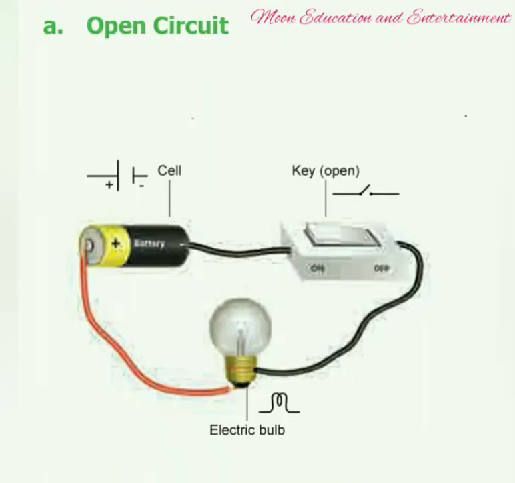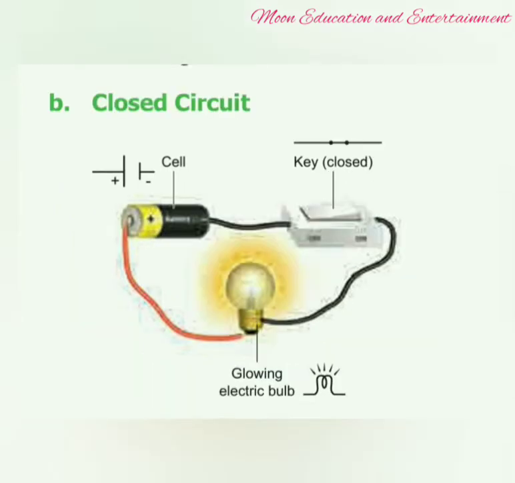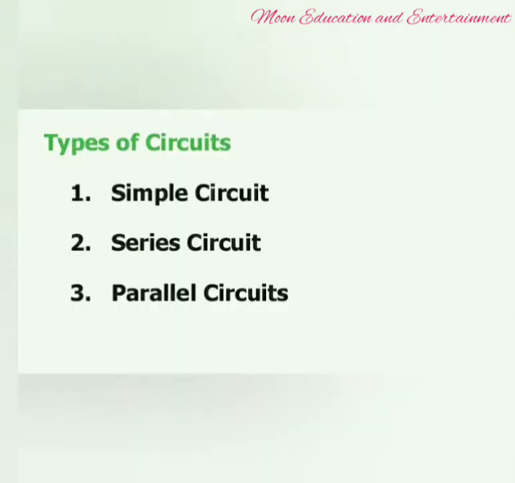In a circuit, if the key is in the off position, the bulb will not glow, and in this condition the electricity will not flow. This circuit we call an open circuit. In a closed circuit, the key is on, the electricity passes through the wire and the bulb glows. This condition we call a closed circuit. There are three types of circuits: simple circuit, series circuit, and parallel circuit.